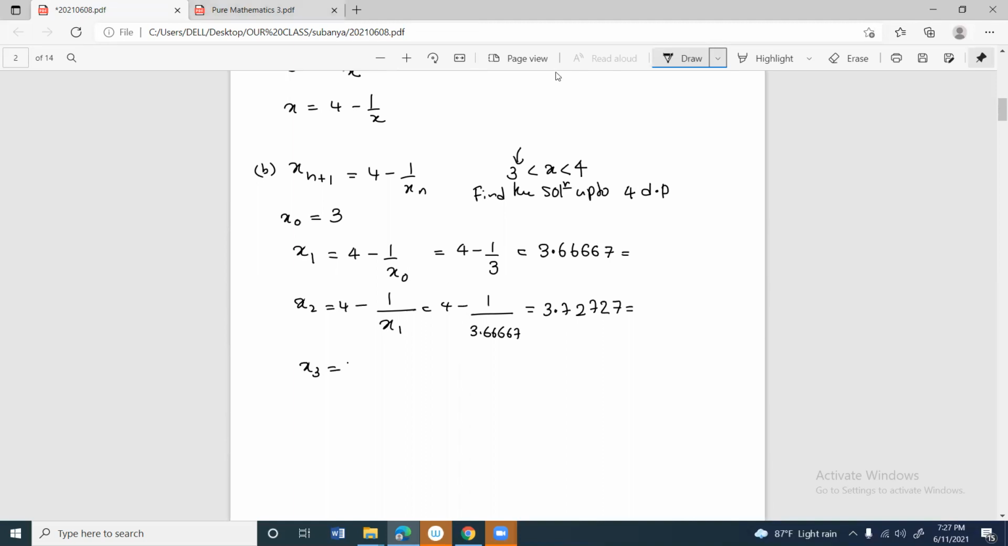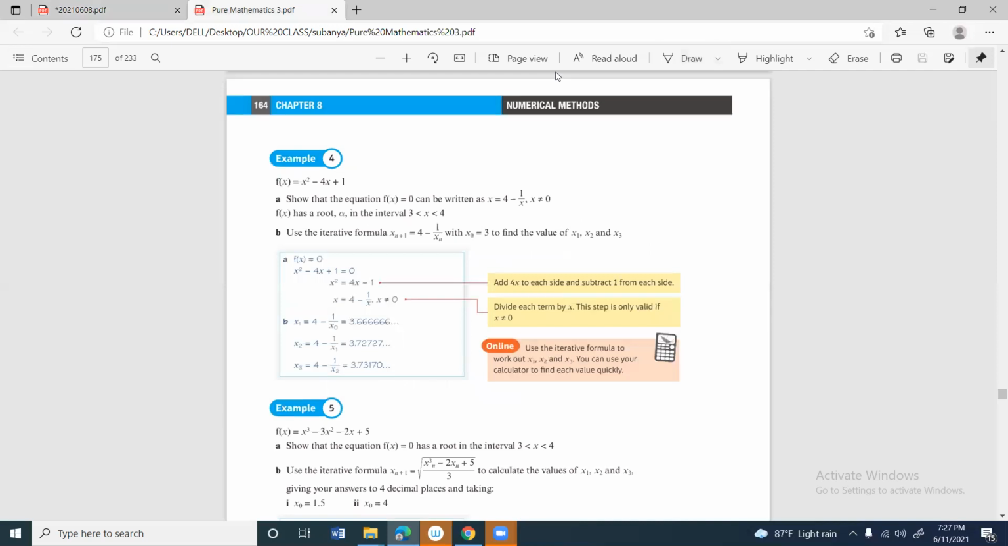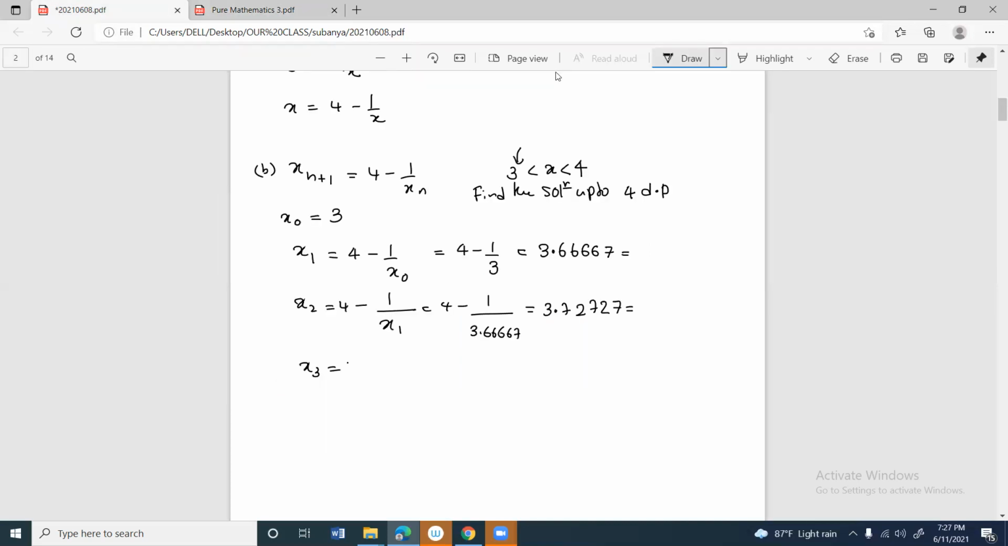For this question, there's nothing to worry about. They need to find only x1, x2, and x3. Right. So in this case, x3 is 4 minus 1 over x2. That is 4 minus 1 over 3.72727. The next answer is 3.73171.